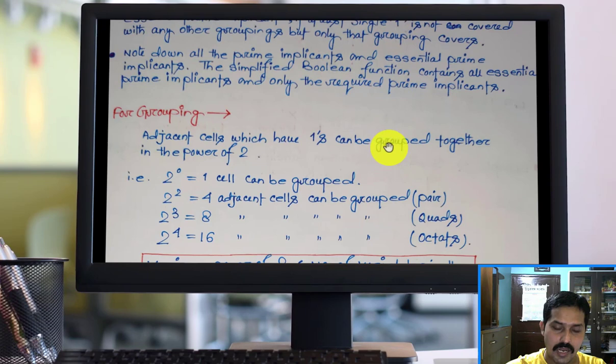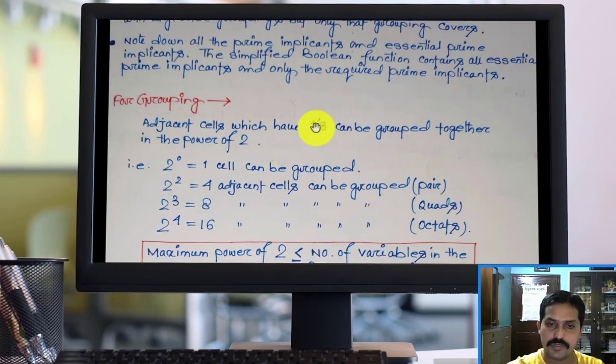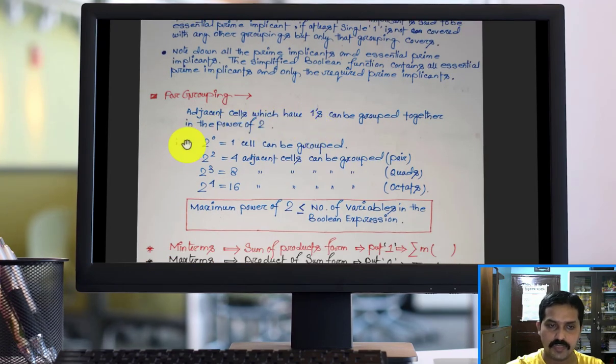Now, I am showing here a few examples regarding grouping. See, adjacent cells which have ones can be grouped together in the power of 2, means only one can make a group, that is known as single group. 2 squared means 4 adjacent cells can be grouped. 2 to the power, oh sorry, I have not written here 2 to the power 1.